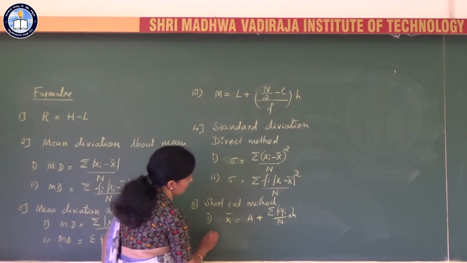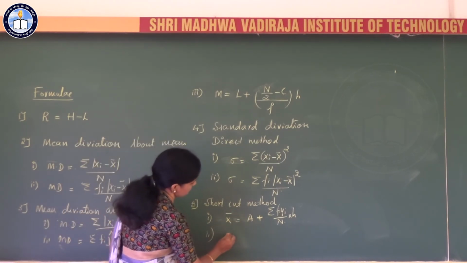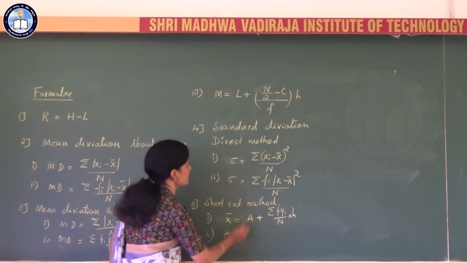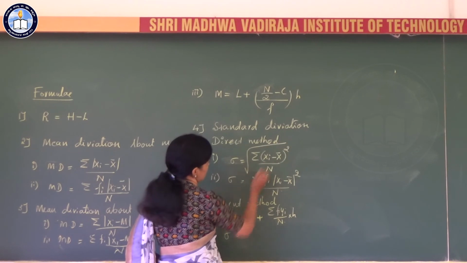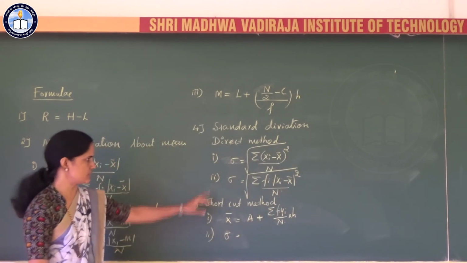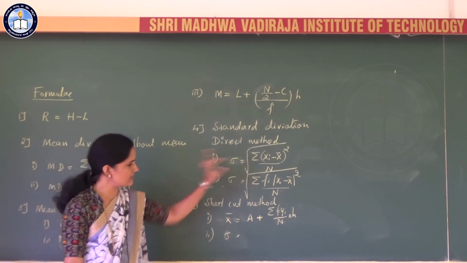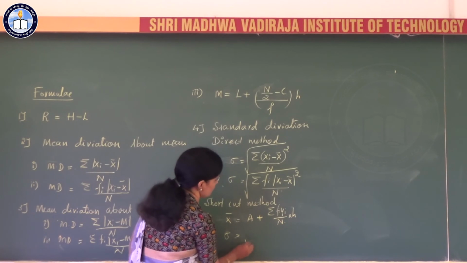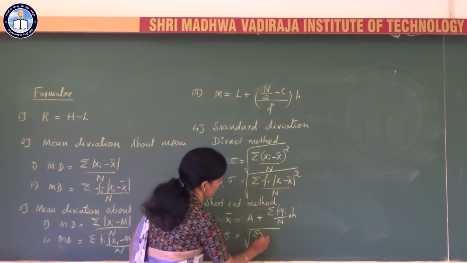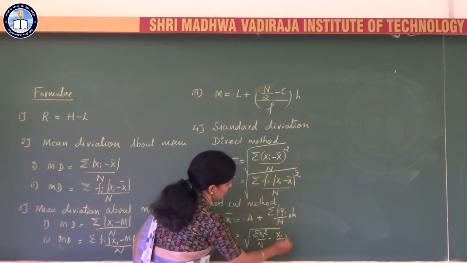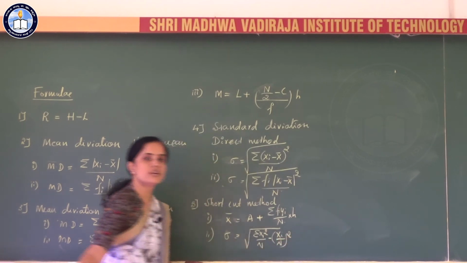Okay. So the second formula is, how to find the standard deviation. Here you must take the root, because we are finding the standard deviation, not variance. If it is variance, then the root is not necessary. So I am writing the standard deviation. It is equal to the root of sigma xi square divided by n minus xi divided by n whole square for ungrouped data.